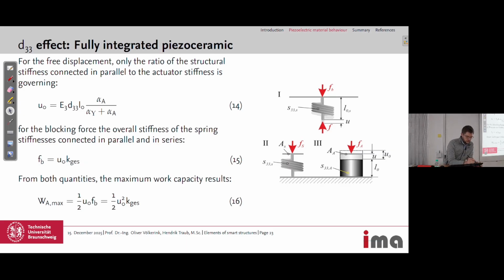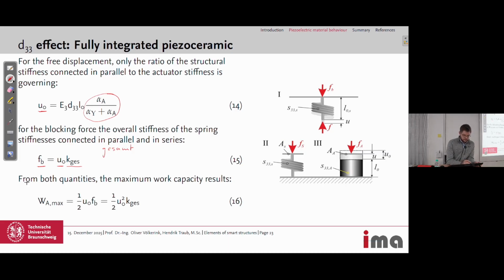And now we can express the free displacement with these ratios, and can also have a new equation for the blocking force FB, which is then U0 times the overall stiffness of the springs in parallel and in series. So here's GES, written in German, Gesamt, so overall stiffnesses.